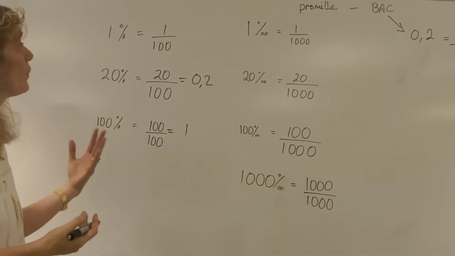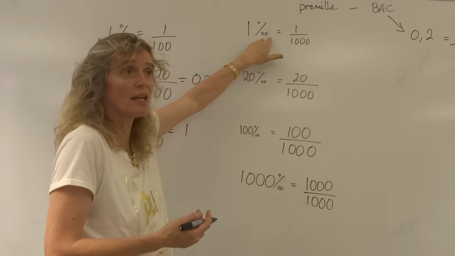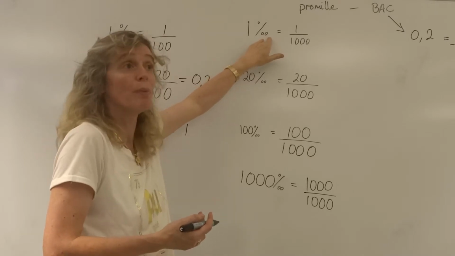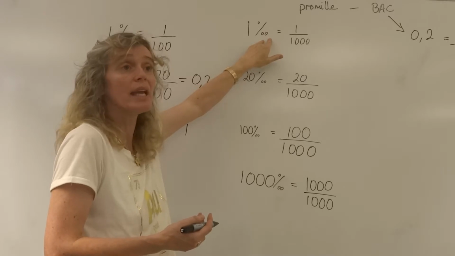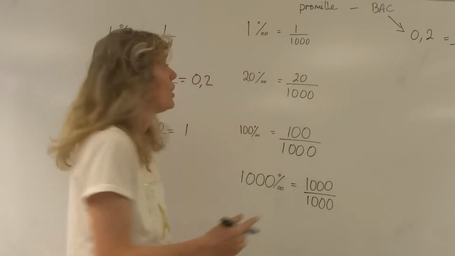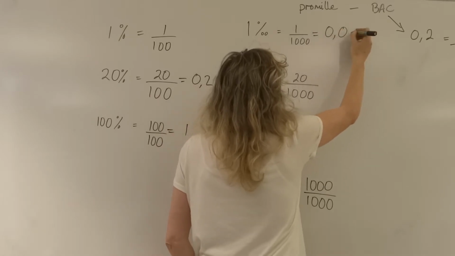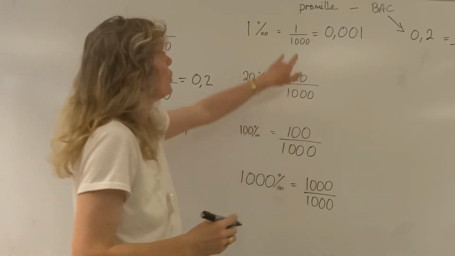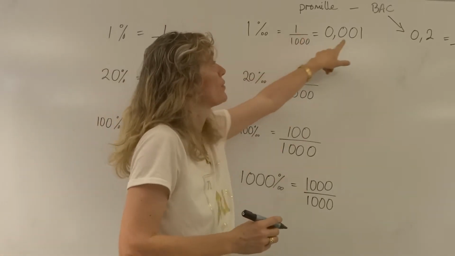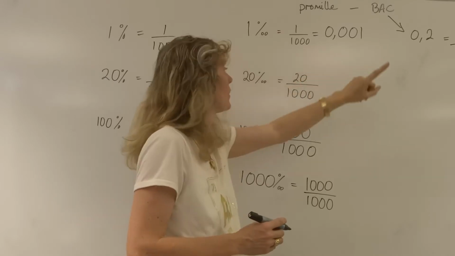Okay? When we come to this sign here after the slash, that sign means promille. It doesn't mean hundredths anymore. It means we're counting in thousandths. So 1 promille would be equivalent to 0.001. You divide the 1 by 1,000 to get what it would be equivalent to in its decimal form.